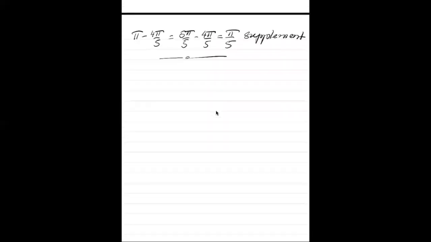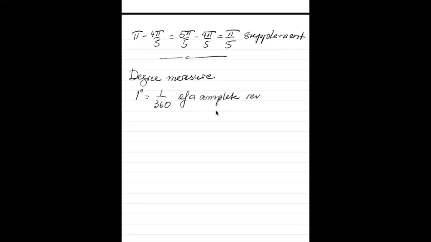All right, degree measure. You're familiar with that? So what's 1 degree? 1 degree is 1 over 360 of a complete revolution. In other words, if you divide the circle into 360 parts, 1 part is 1 degree. So we say 360 degrees, or 1 revolution, is 2 pi radians. 180 degrees, or half a revolution, is pi radians. So that's how we convert back and forth.